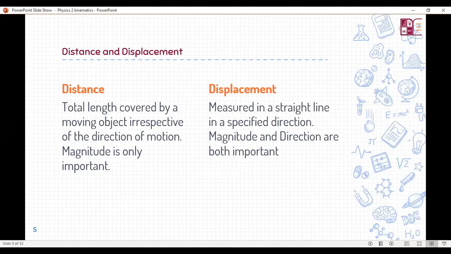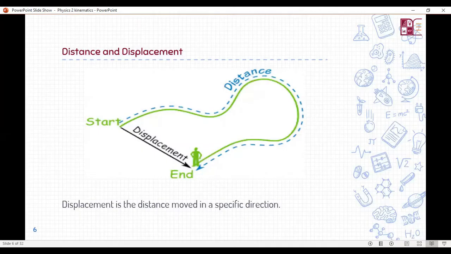So let's assume that a car travels 5 kilometers due east, and then it makes a U-turn and travels back a distance of 3 kilometers. So even though the car has traveled a total distance of 8 kilometers, its displacement would be only 2 kilometers. A pictorial representation of the difference between distance and displacement is right here, where you can see that the displacement is a linear direction from point A to point B, while the distance does not have a specific direction, and only the magnitude is of importance.